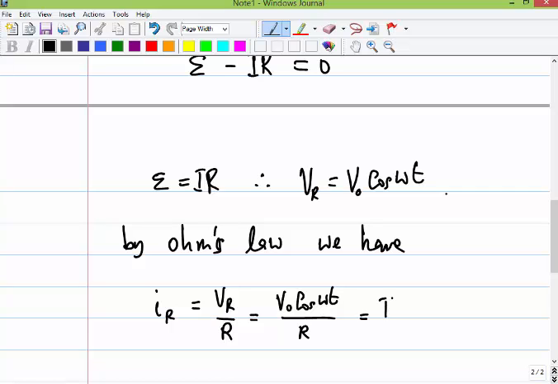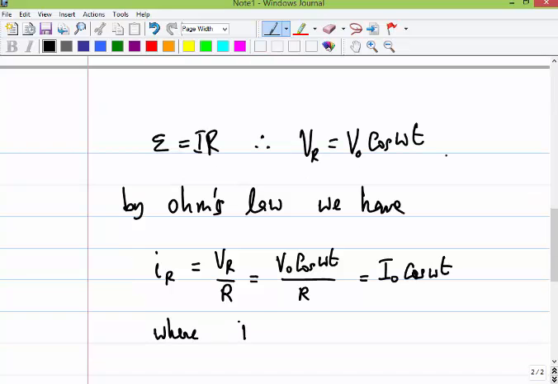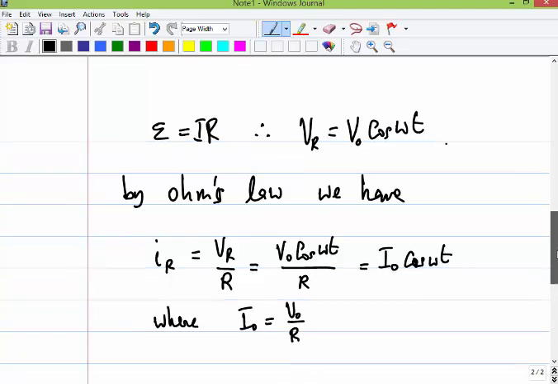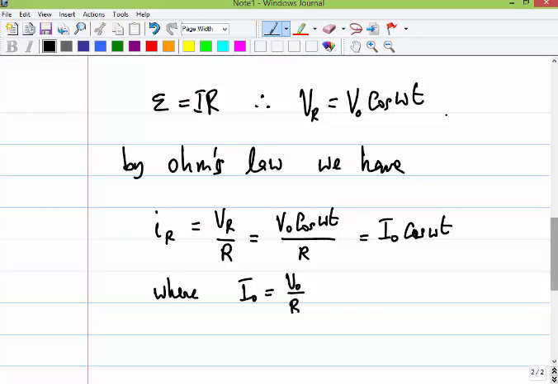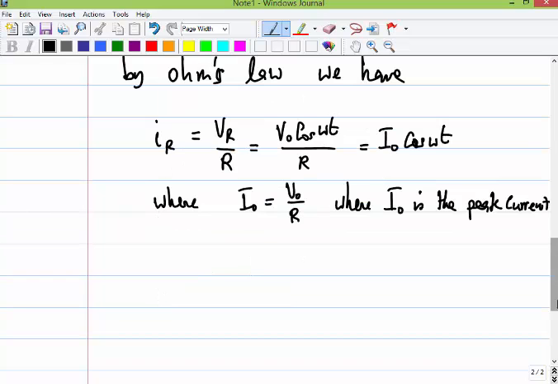So we can write this as I naught cosine omega t, where I naught is just equal to V naught over R. Okay, so that's the peak current I naught. I naught is equal to V naught over R. So we can plot a graph of how this looks.